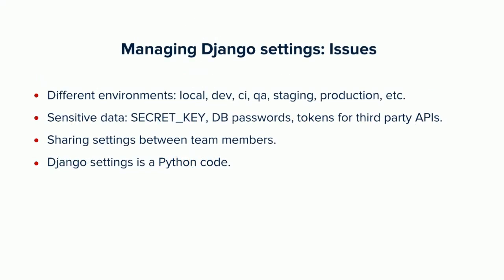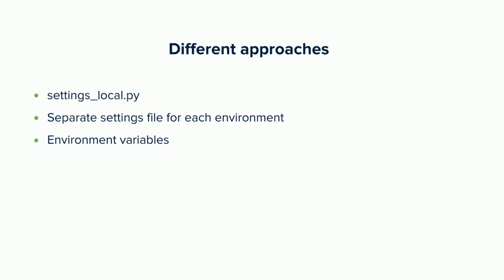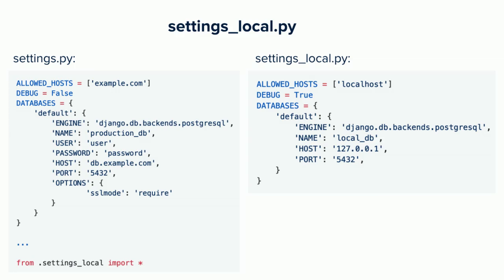Care. It's handling sensitive data like database passwords, tokens to third-party APIs, etc. It's also sharing settings between your team members, and as we all know, Django settings is regular Python code, so it could have some tricky and unobvious logic. There are different approaches to solve these issues, so let's briefly talk about the most popular ones.